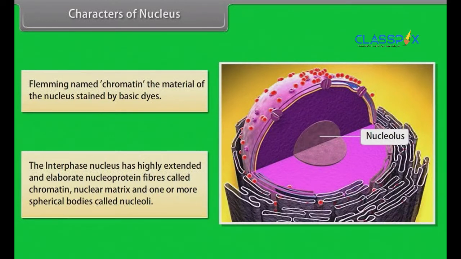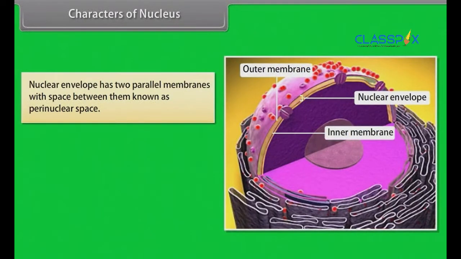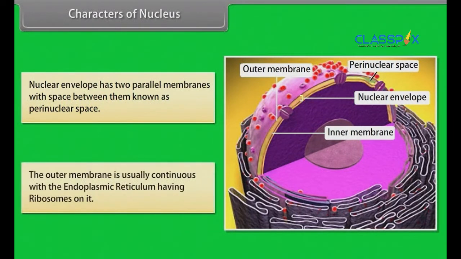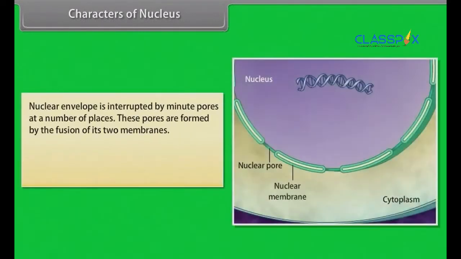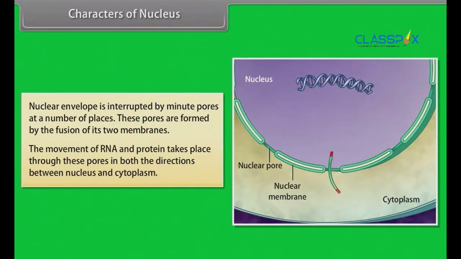called nucleoli. Nuclear envelope has 2 parallel membranes, with space between them known as perinuclear space. The outer membrane is usually continuous with the endoplasmic reticulum having ribosomes on it. Nuclear envelope is interrupted by minute pores at a number of places. These pores are formed by the fusion of its two membranes. The movement of RNA and protein takes place through these pores in both directions between nucleus and the cytoplasm.